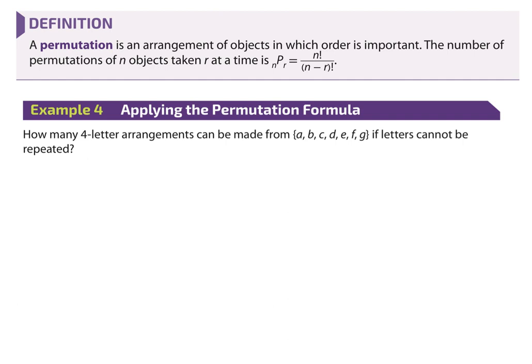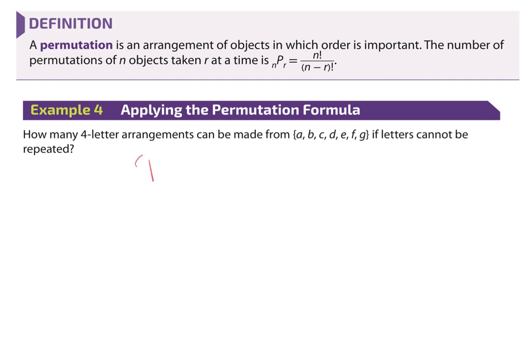So let's look at this first one, example 4. How many 4-letter arrangements can be made from A, B, C, D, E, F, G if letters cannot be repeated? The fact that they cannot be repeated is important, and the fact that we are arranging letters is also important because I can pick A, B, C, and D, and it's telling me how can I arrange them. That's not just telling me to group them. Arranging is indicating that I'm putting them in a specific order. And so I am going to do a permutation.